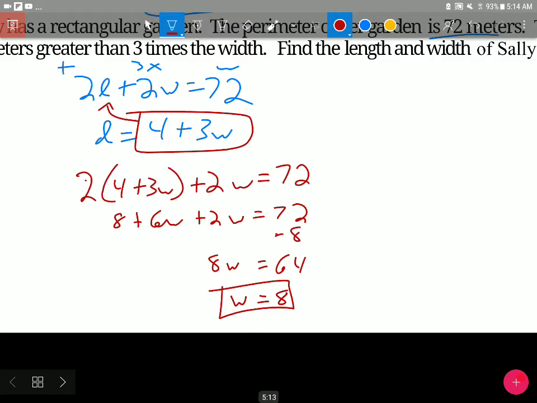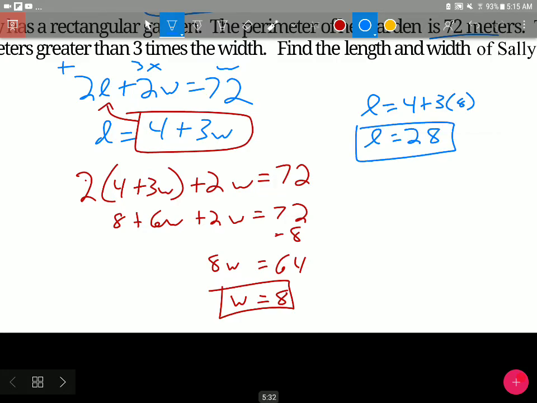So if the width is 8, length equals 4 plus 3W. I need to put the 8 in there. 3 times 8 is 24, plus 4 is 28. So there's your length. Her garden is 8 by 28. And if you want to add it up, that's fine. 28 plus 28 is 56. 56 plus 16 is, lo and behold, 72. You're right, the perimeter is 72. Cool.